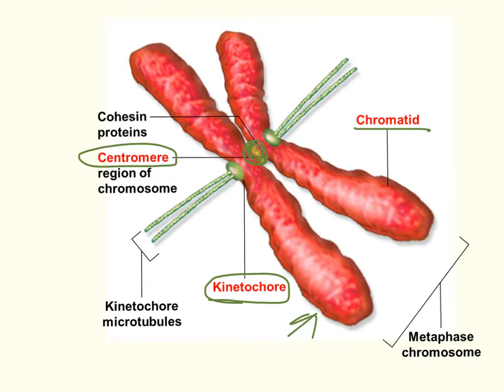So once the cell has completed G2, it's all prepped for cell division. It will then enter mitosis, and in mitosis, it's divided into 4 or 5 stages. Your book divides it into 5, so we're going to go over those. The first stage is prophase.